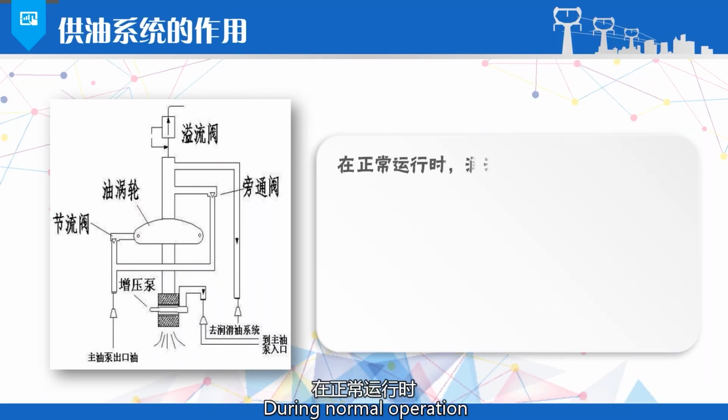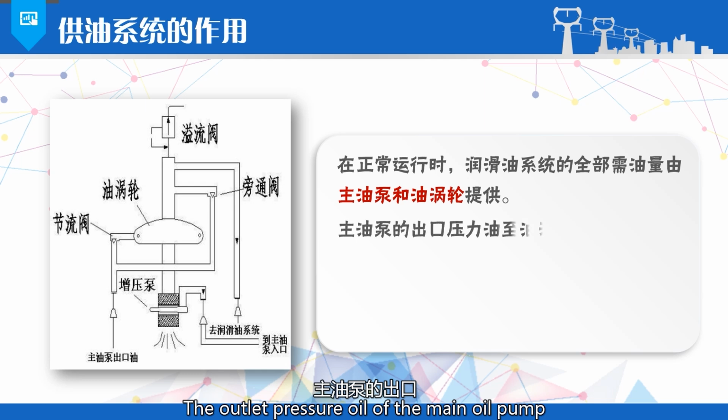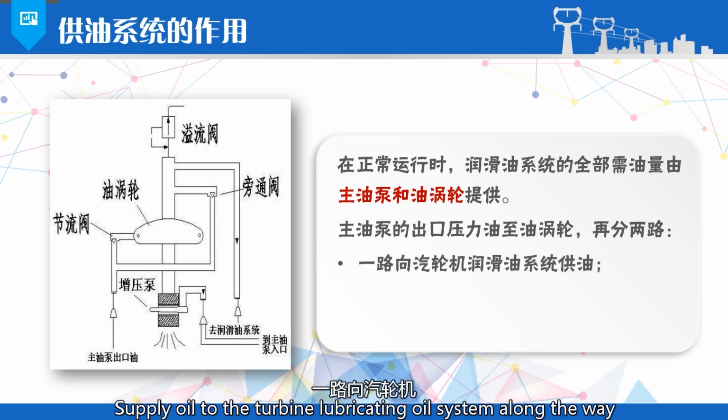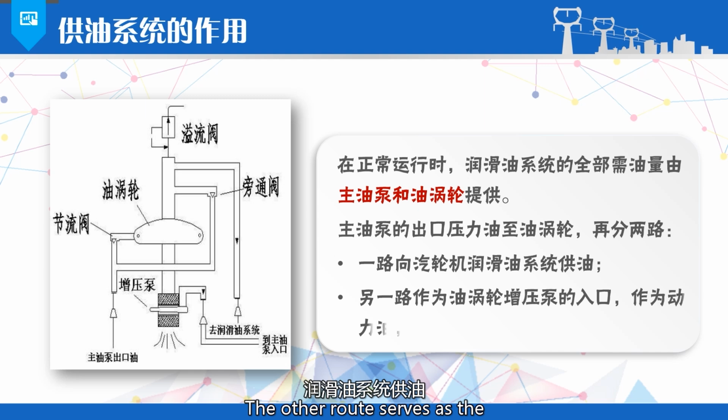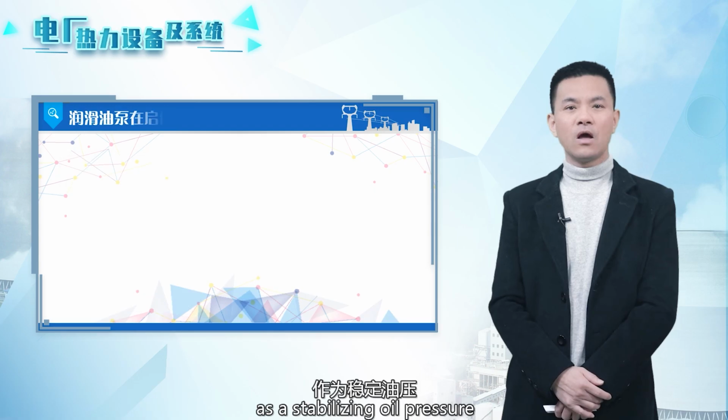During normal operation, the entire oil demand of the lubricating oil system is provided by the main oil pump and the oil turbine. The outlet pressure oil of the main oil pump is directed to the oil turbine and then divided into two paths. One supplies oil to the turbine lubricating oil system along the way. The other serves as the inlet power oil for the oil turbocharger pump, returning to the inlet of the main oil pump to stabilize the oil pressure.